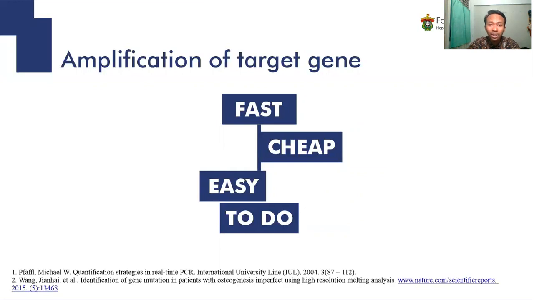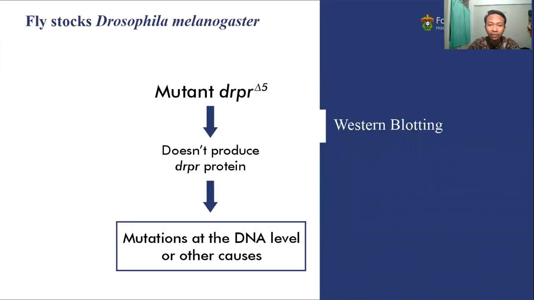One of the mutants currently available is Draper Delta 5, which has a disruption in the Draper gene in Drosophila melanogaster, making the fruit flies unable to produce fully functional Draper protein, which plays a role in the process of phagocytosis in apoptotic cells and virus-infected cells.